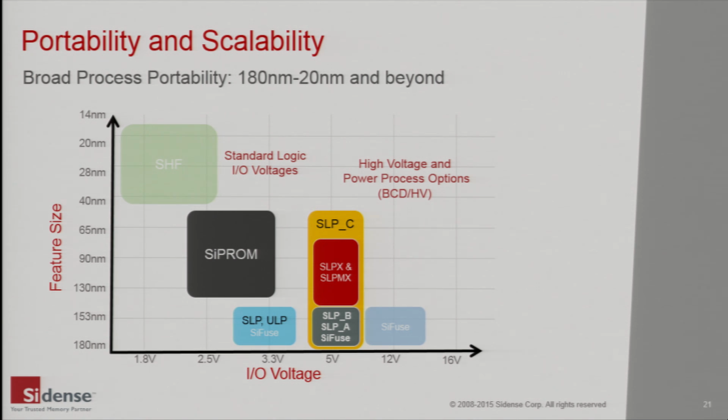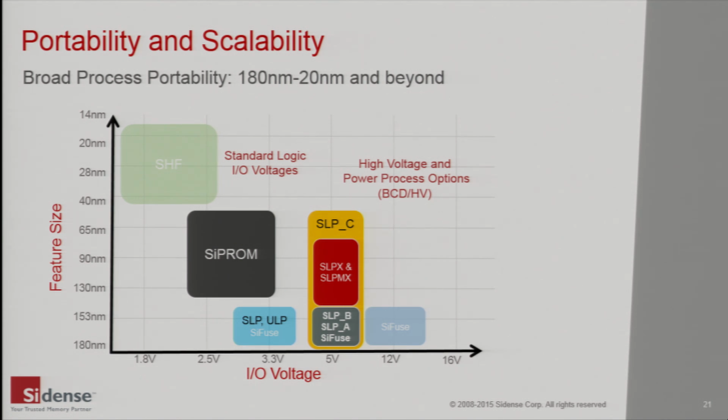Sidense has a broad portfolio serving over 15 foundries and IDMs in over 55 different processes. This chart shows the node feature size on the vertical axis and the process I/O voltage on the horizontal axis. Sidense product families are shown in the boxes. Sidense supports nodes from 180 nanometers through to 20 nanometers and has FinFET developments at an advanced stage. Process I/O voltages range from 1.8 volts for the advanced nodes to 12 volts and higher for 180 nanometer products.